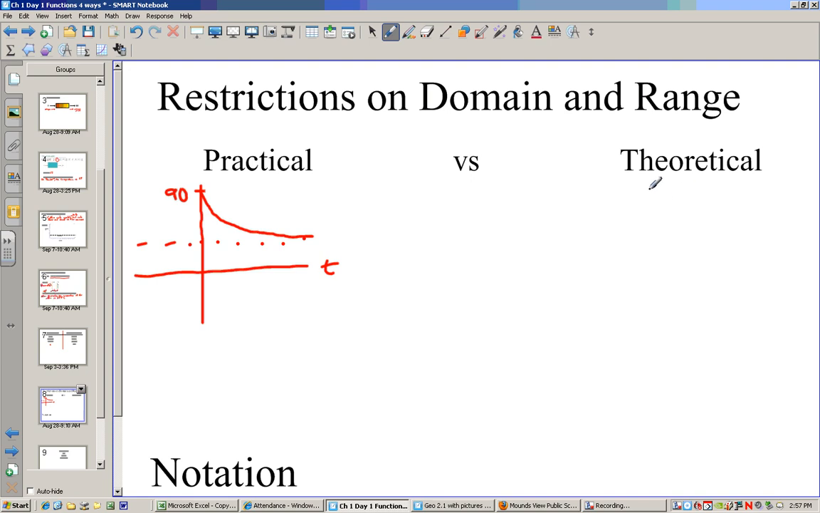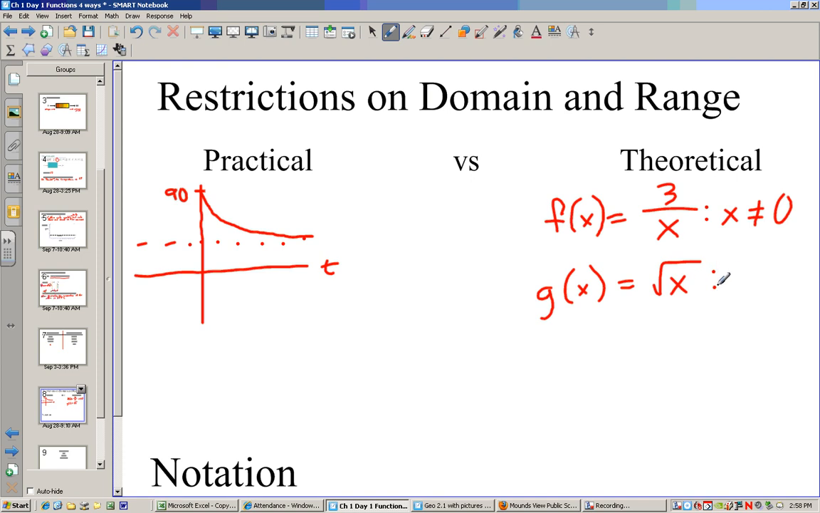Now, theoretically, there are a couple situations where we know that something won't work for the domain. Say if I have an equation like this. We cannot have a 0 for x. So x cannot equal 0 because if we have a 0 in the denominator, it would be undefined. Another situation that won't work is x can't be negative under a square root. So x can't be less than 0 under a square root. So both those situations will give us a domain that doesn't work.